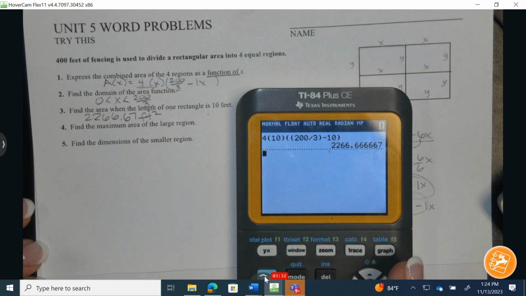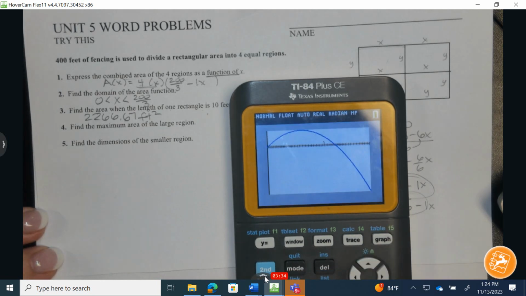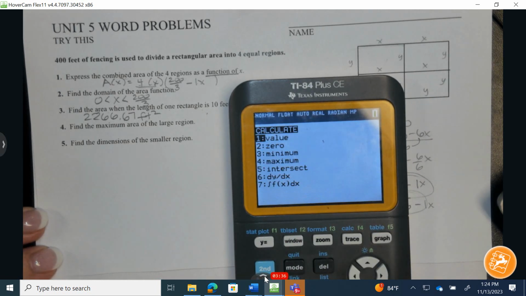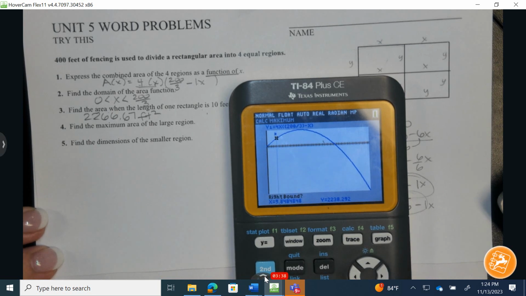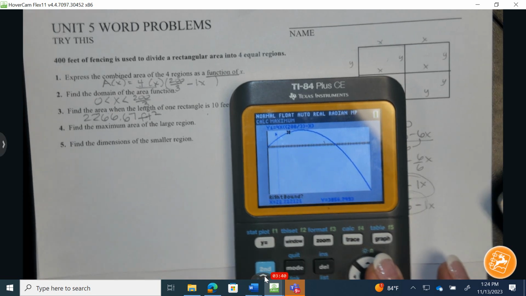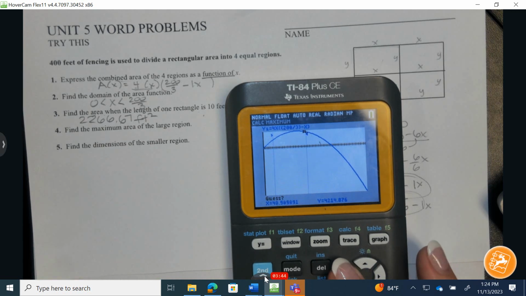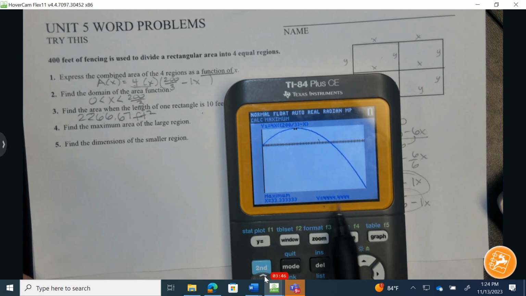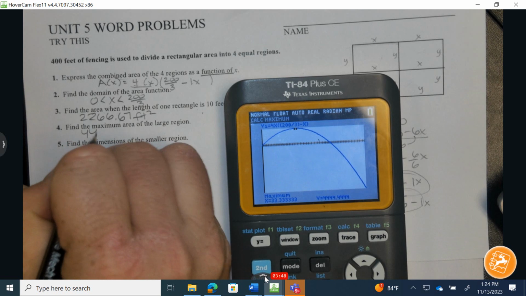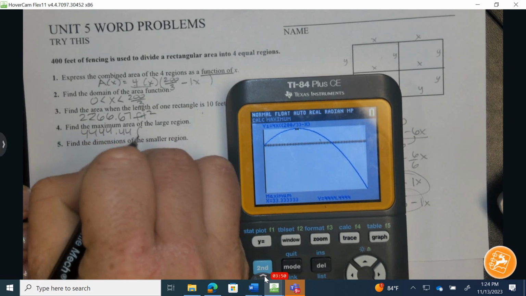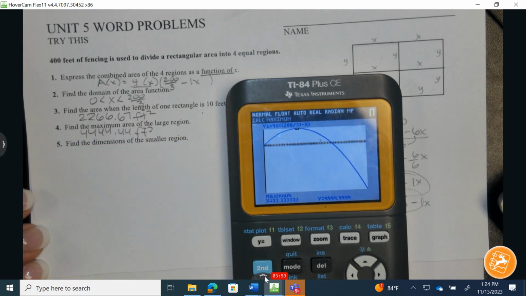Find the maximum area of the entire region. So maximum, second trace value. Maximum, we're going to go somewhere to the left, pressing enter, somewhere to the right of the highest, which is somewhere around here, and then a guess back to where is the highest. So this is our maximum, 4,444.44 feet squared.